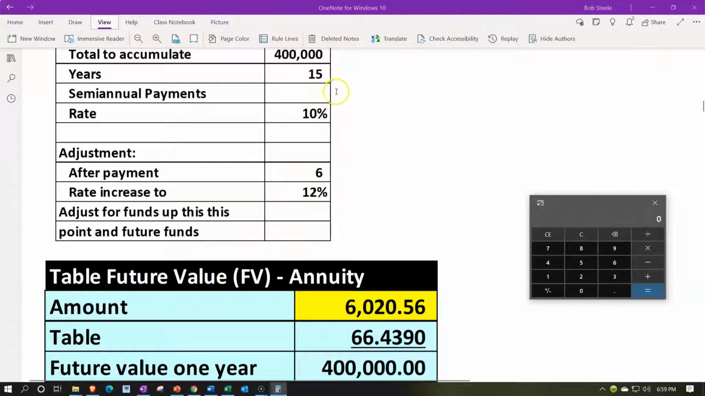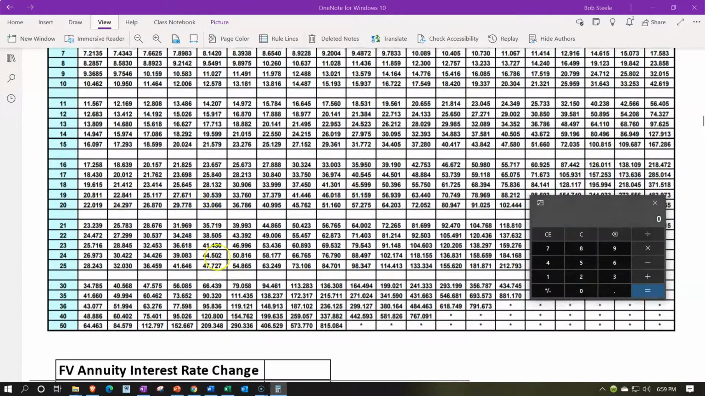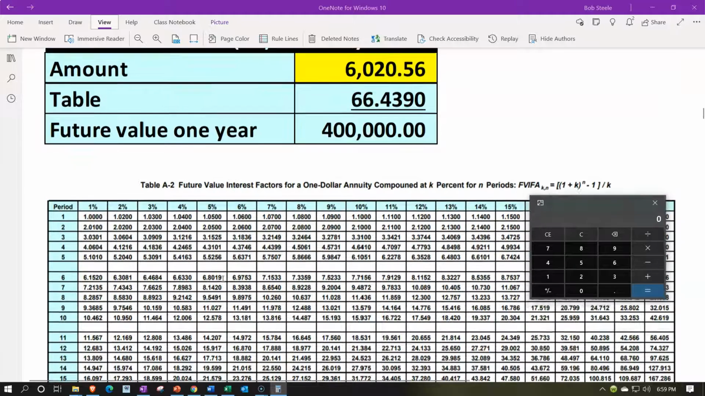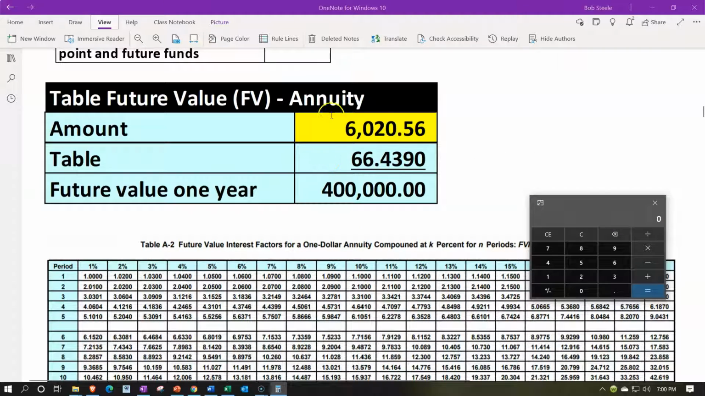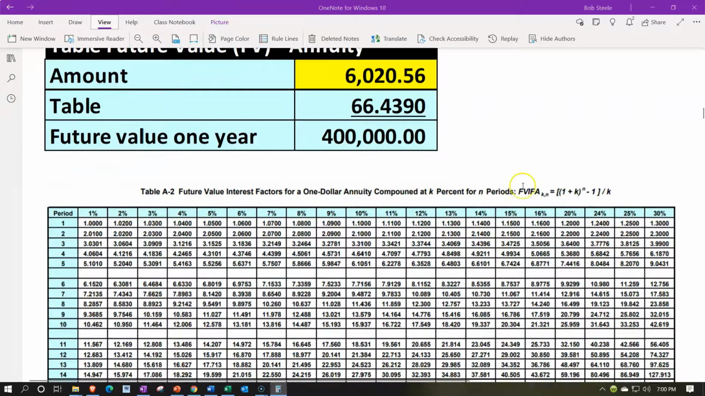It's 5% for the semi-annual per period, not 15, but 30. So 5% and 30 on the tables. 5%, 30 down here would then be the 66.439. So there's the 66.439. The yellow would be the unknown. The 400,000 would be known. Then to back into the amount, we would take the 400,000 divided by the amount from the table, 66.439. Might be slightly different due to the tables being rounded to 4 digits.